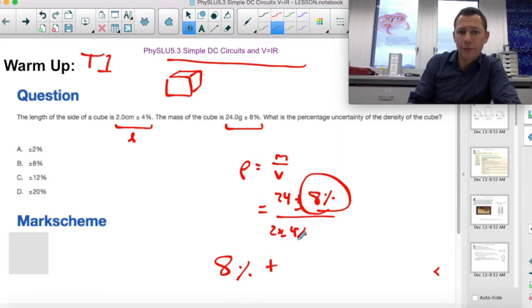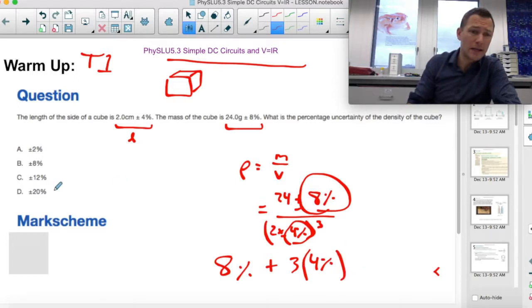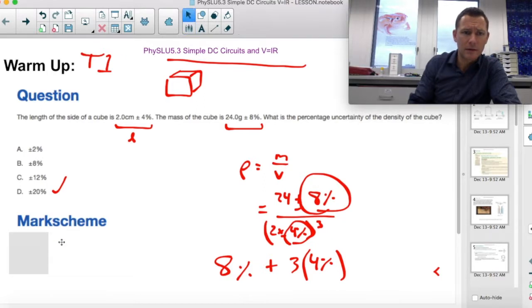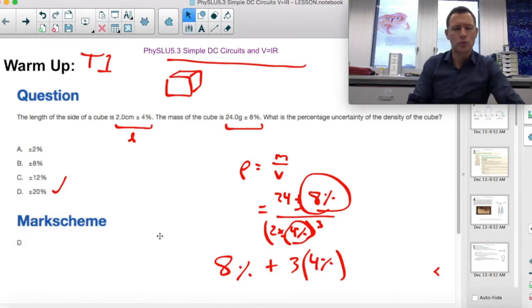And 3 sets of this, because it's saying length times width times height, so that cubed. So it's 4 sets of these. Sorry, 3 sets of 4%, which is 12, 8, 20. I think that. Yeah. Cool. Be careful with those.